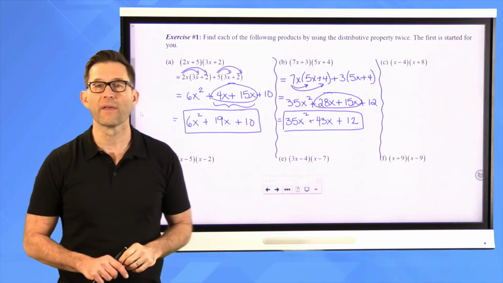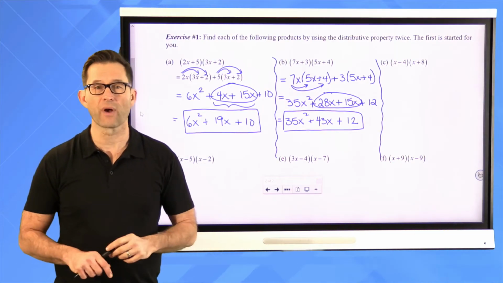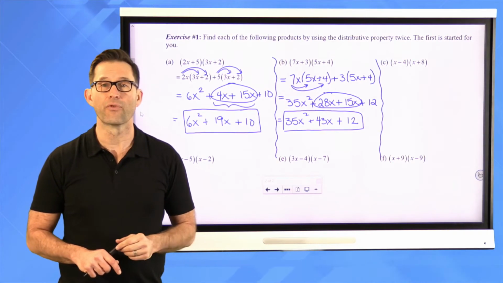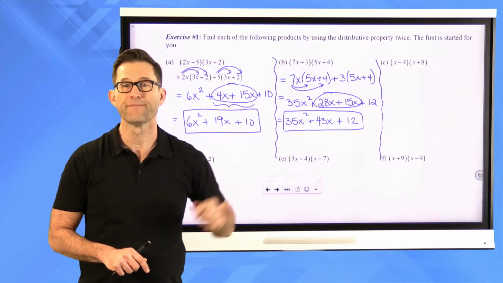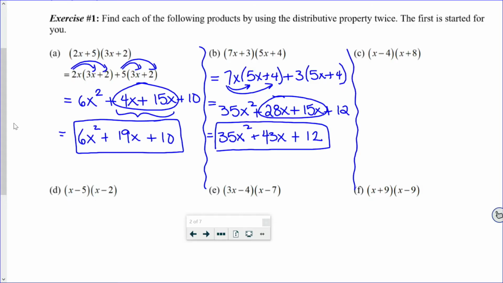Let's do one more together that's got a little bit of negative or subtraction going on in it, and then I'll have you do 3 on your own. Let's take a look at letter C. In this case, we have the binomial x minus 4 times the binomial x plus 8. So let's do it.